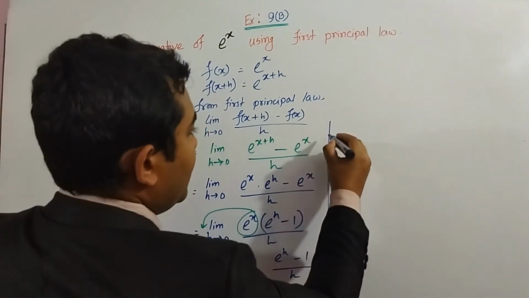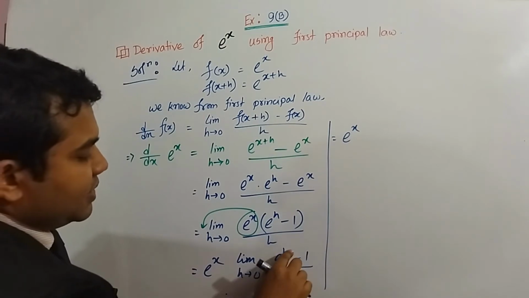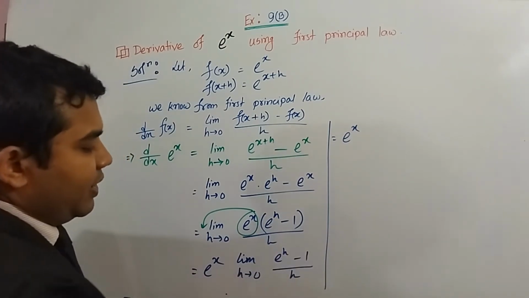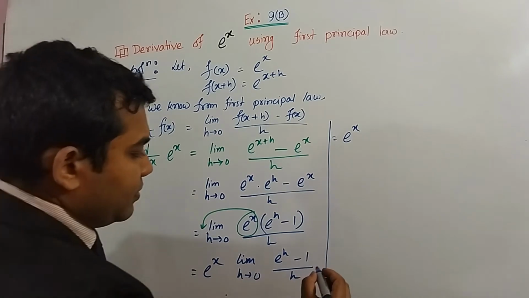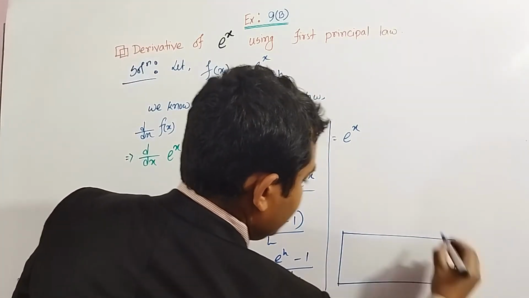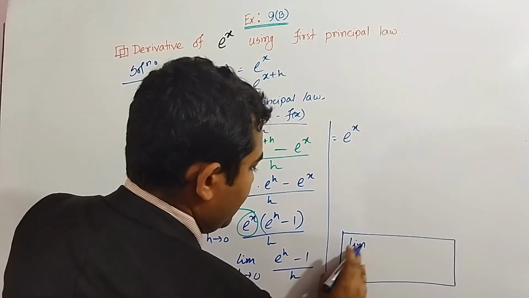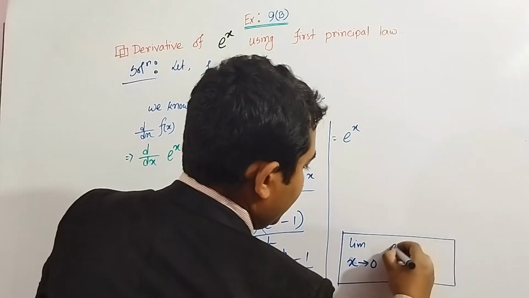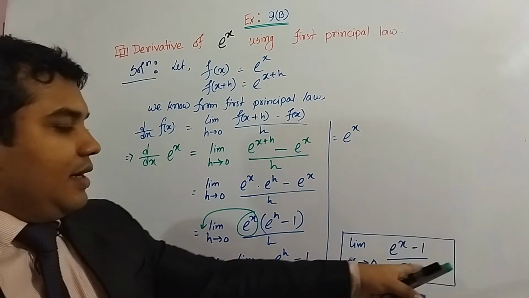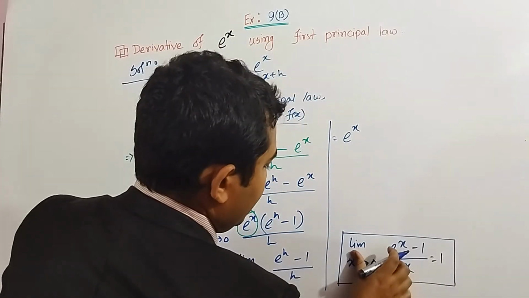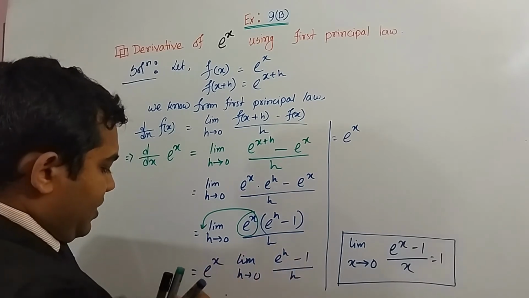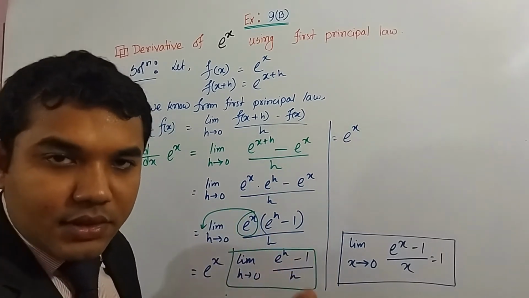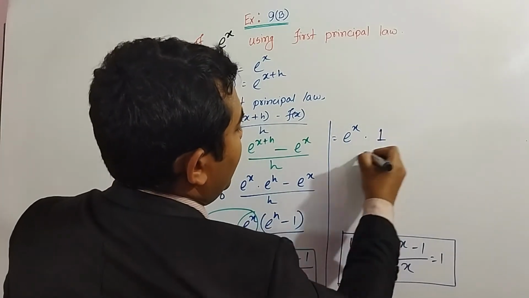Now, e to the power x, if h goes to 0, then it will be e to the power 0 minus 1 divided by h. But we have a formula. What is the formula? The limit as x tends to 0 of e to the power x minus 1 by x, if anything is like this, that should be equal to 1. So we can say the value of it is definitely 1. So we can write e to the power x into 1, that is e to the power x.